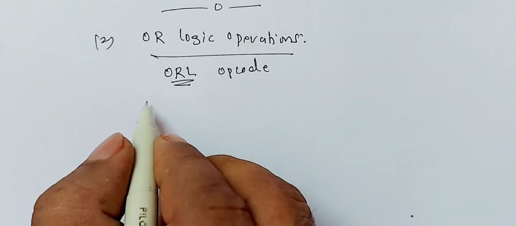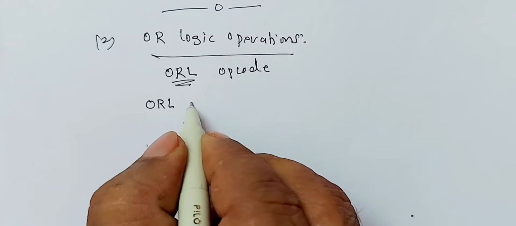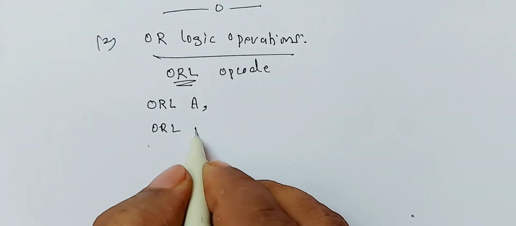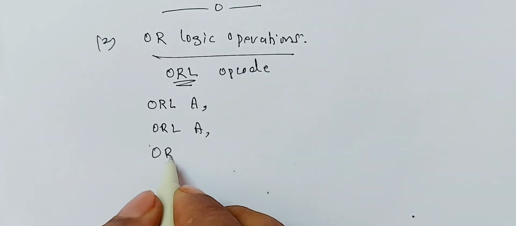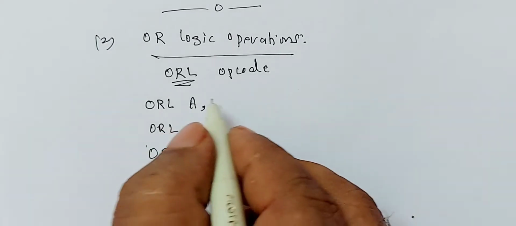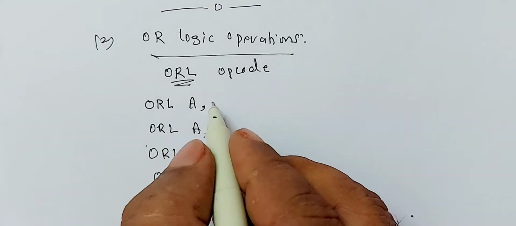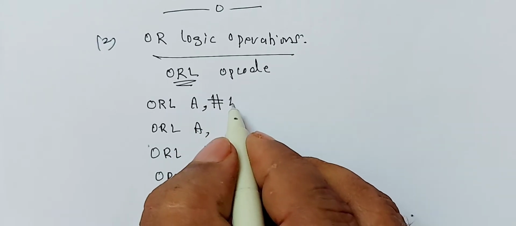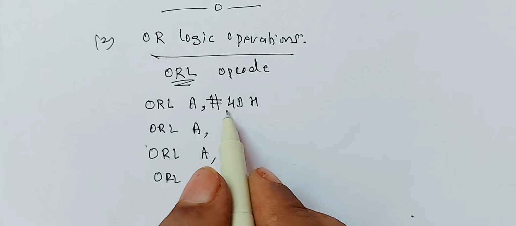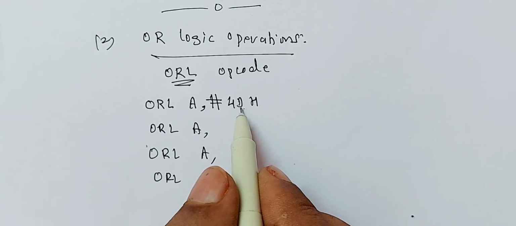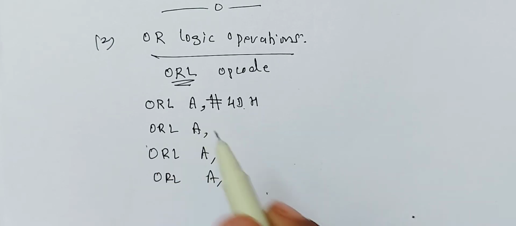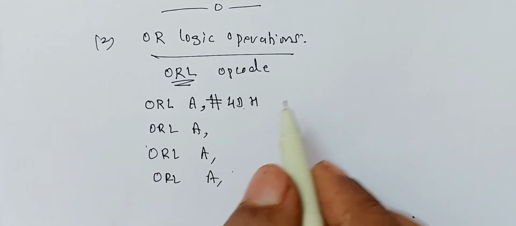Example: ORL, the destination must be A. You can have the source as any of the four addressing modes. First one, immediate addressing, ORL A comma #4DH. This means each bit of 4DH is in OR operation with each bit of the content present in A. This is immediate addressing mode.